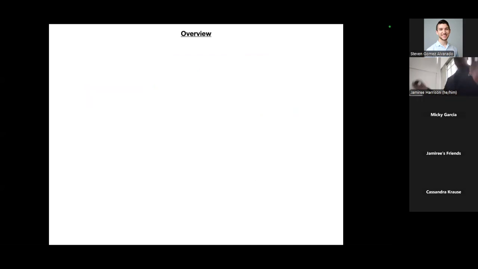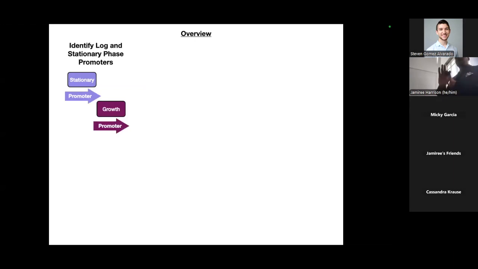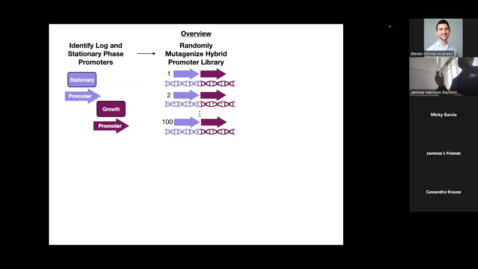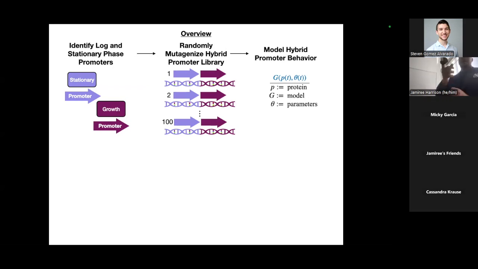So, an overview of the talk, the big picture, is that we're going to identify both log and stationary phase promoters. We've already identified one so far from the Anderson promoter library, and we're going to go more in depth. After that, we're going to mutagenize this hybrid promoter sequence in order to get a library of promoters, from 1 through 100. And then we're going to model the behavior of gene expression that is governed by the hybrid promoters.